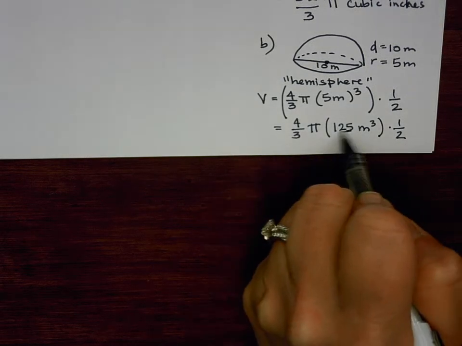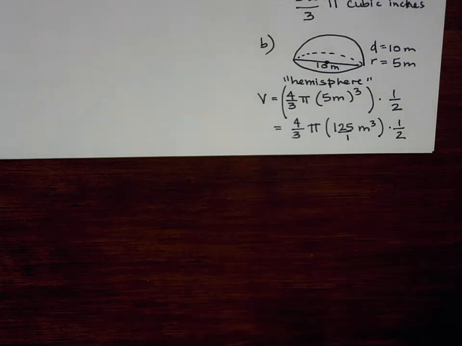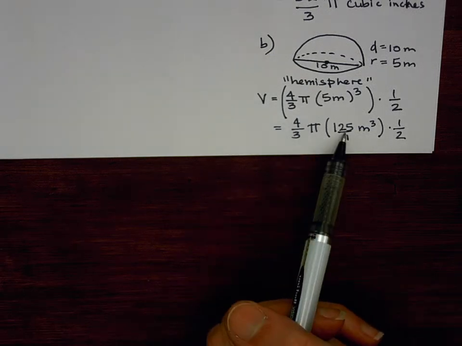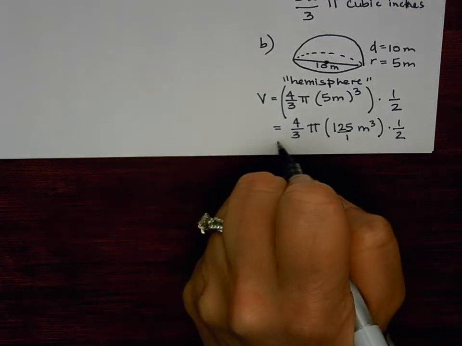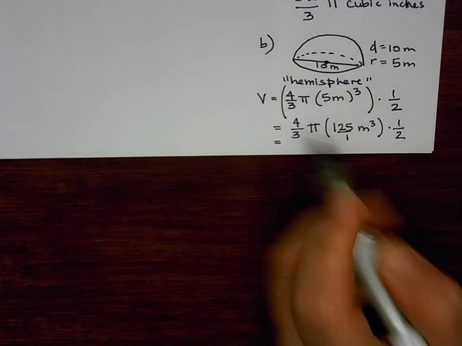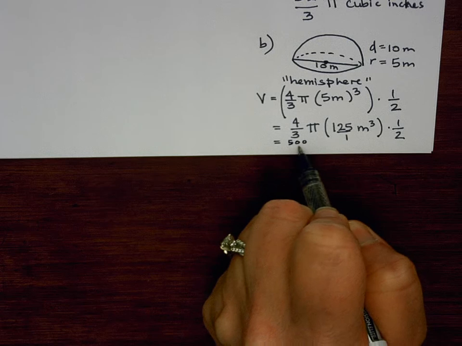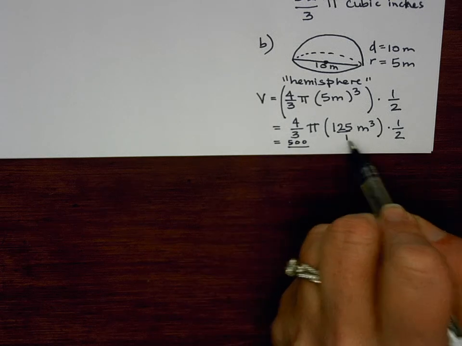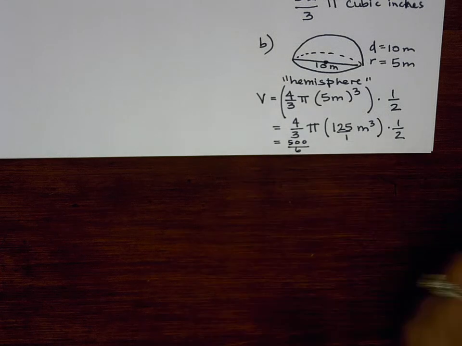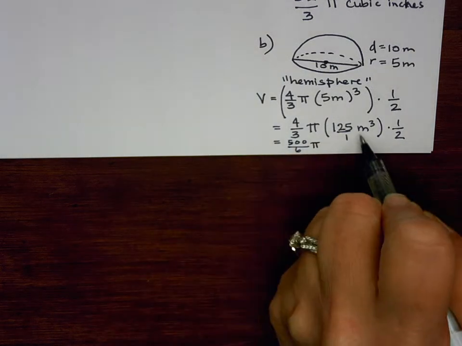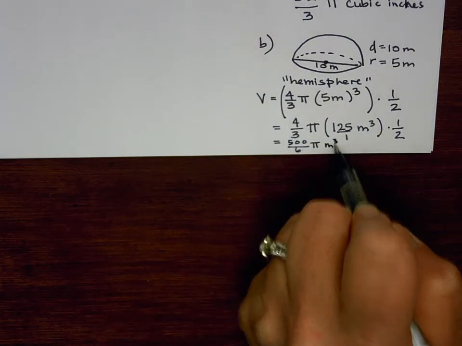And then put this over 1, because I'm going to try to squeeze this in here. So then I would do 4 times 125 times 1, so I'm multiplying straight across. So that would be 500 times 1, or 500, divided by 3 times 1 times 2, so divided by 6. And then I still have my pi, and I still have my meters cubed, or cubic meters.